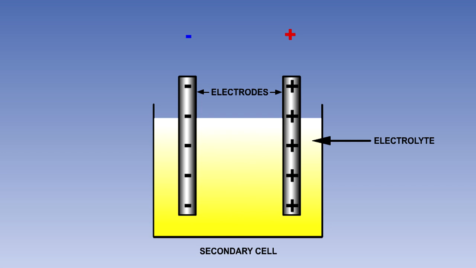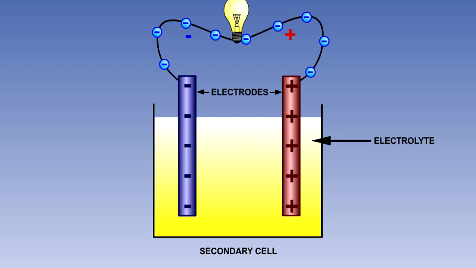Secondary cells work on the same principle as primary cells. They have two electrodes immersed in an electrolyte. The chemical reaction between the electrodes and the electrolyte causes a potential difference to build up between the two electrodes. When the positive and negative terminals of the electrodes are connected to an external circuit, electrons flow from the negative terminal to the positive terminal through the circuit.